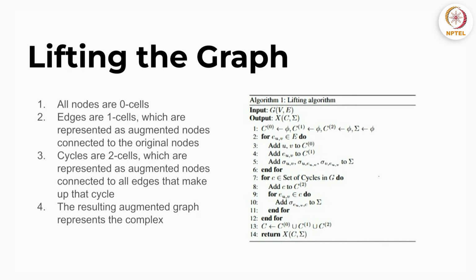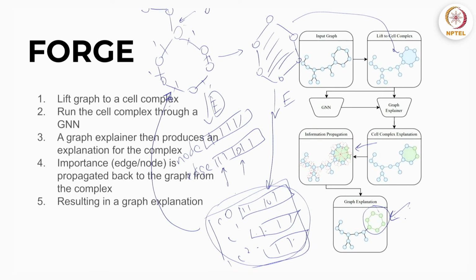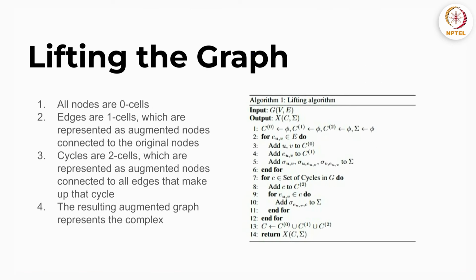Okay, first things first, lifting the graph. How do we go from this bare bones graph to the cell complex that we care about? It's through graph augmentation, and we have the general algorithm here, but I'll just explain it quickly. Again, the benzene. First, we label all nodes as 0 cells. So in this case, we have 6 0 cells. We're done. For 1 cells, every edge gets its own node. These are 1 cells.